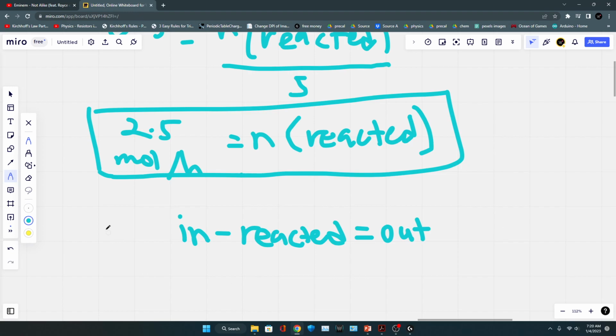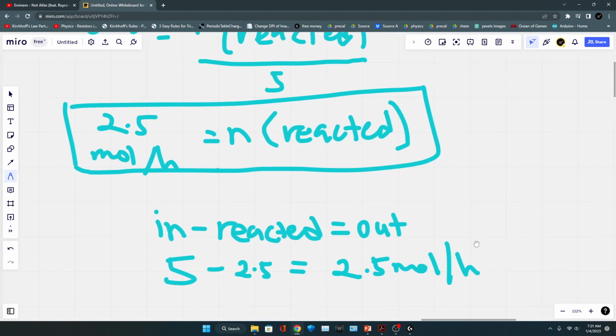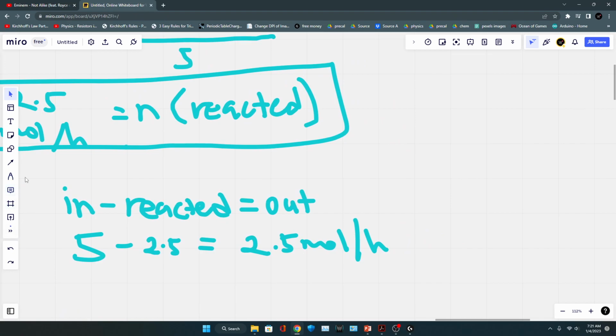So in our case, we have 5 moles per hour of oxygen coming in, but we don't know the amount reacted. Actually we do, we just found out that 2.5 moles per hour of oxygen has been reacted, which means we subtract 5 minus 2.5, which is equivalent to 2.5 moles per hour. So this is the amount of oxygen that's coming out from the system. Okay, so this is our first answer.